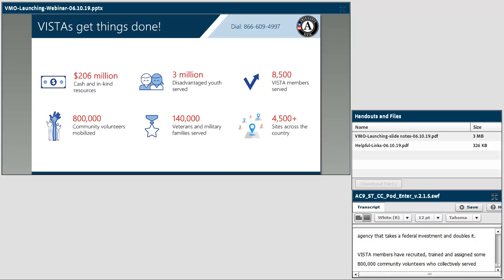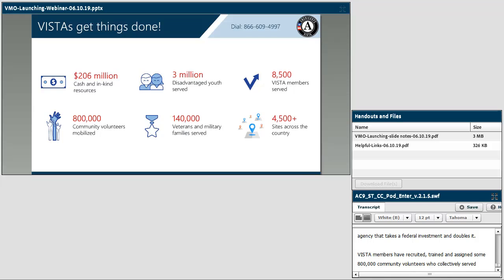The National Center for Children in Poverty estimates that 16 million children in the U.S., about 1 in 5, live below the poverty line. VISTA members made it possible for their sponsors to serve 3 million of those children in after-school programs, through tutoring, and assistance in food security. Programs supported by VISTA members served 140,000 veterans and military families.